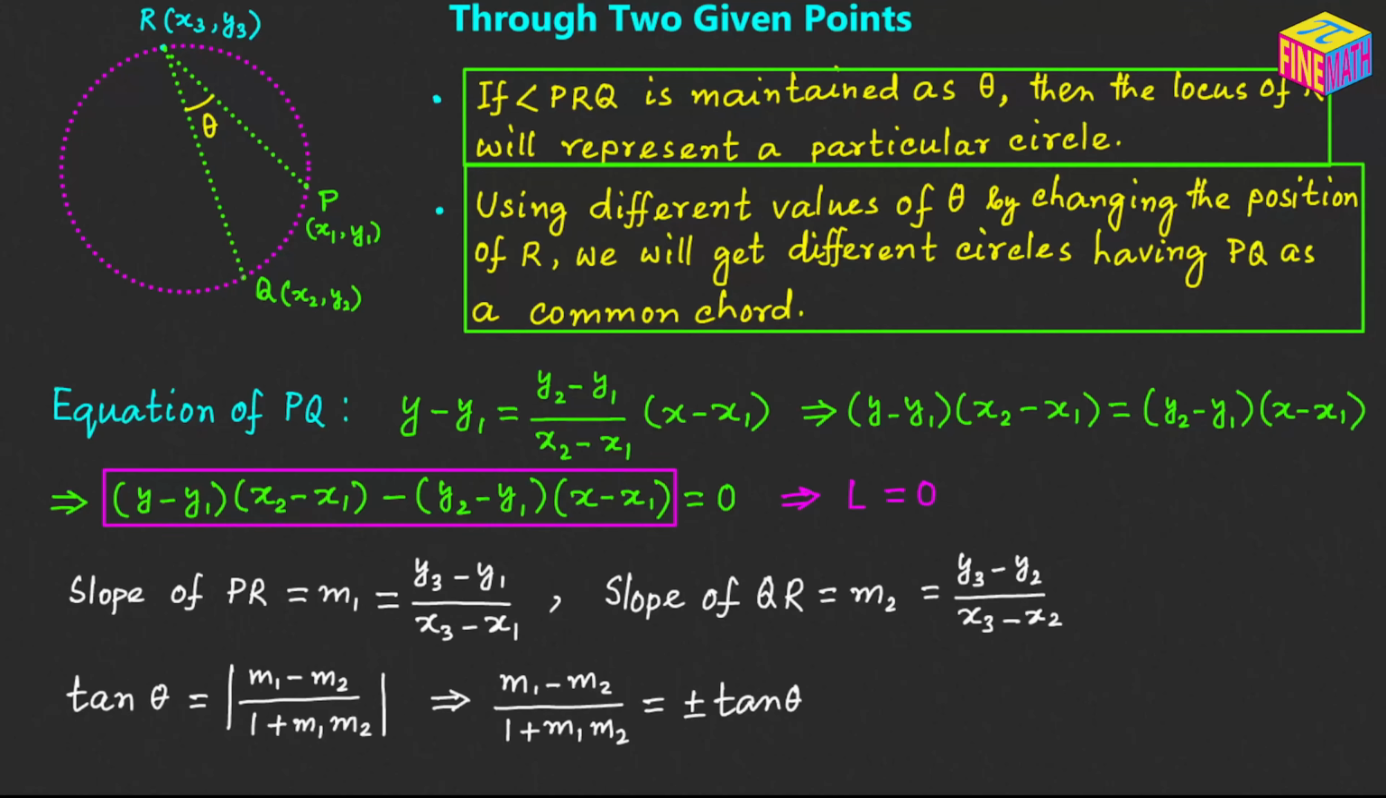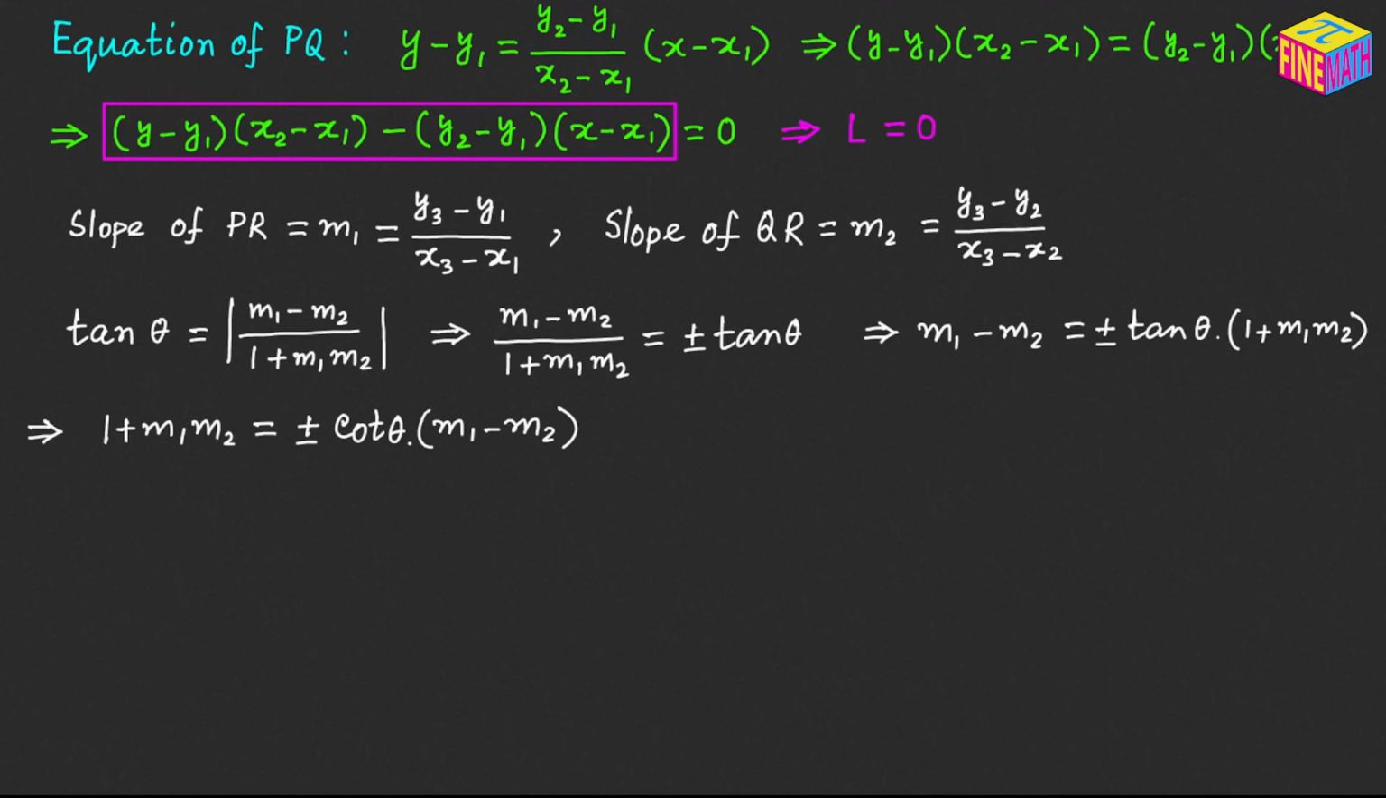From here, if we get rid of the absolute value sign, we can say m sub 1 minus m sub 2 over 1 plus m sub 1 times m sub 2 is equal to plus or minus tangent of theta, because we are getting rid of the absolute value sign, so we have to use plus or minus sign. And from here, we can simply rewrite this equation as m sub 1 minus m sub 2 is equal to plus or minus tangent of theta times 1 plus m sub 1 times m sub 2. I simply multiplied both sides of this equation by 1 plus m sub 1 m sub 2. And if we rewrite the equation, we can write it as 1 plus m sub 1 times m sub 2 is equal to plus or minus cotangent of theta times m sub 1 minus m sub 2.